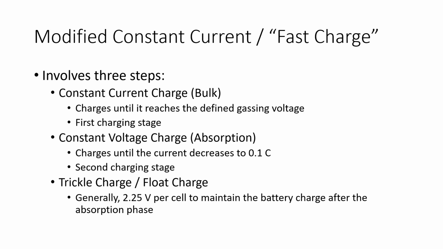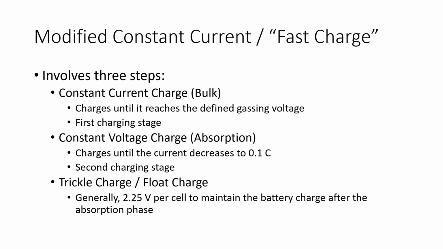And there's different ways to know when to transition from the constant voltage to the trickle. The one that I saw was you're going to charge until the current decreases to 0.1 C. C is a battery terminology, and 1 C is defined as the amount of charge it takes to fully charge a battery in 1 hour. So for the 20 amp hour battery, it would take 20 amps to charge in 1 hour. Easy enough.